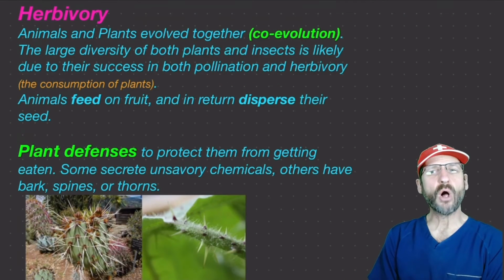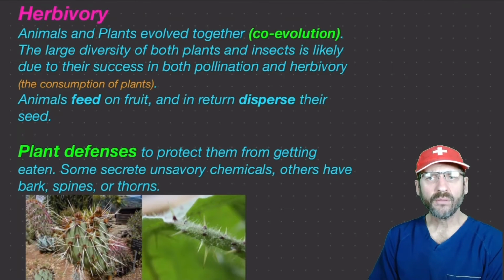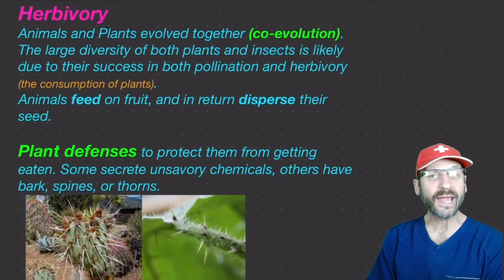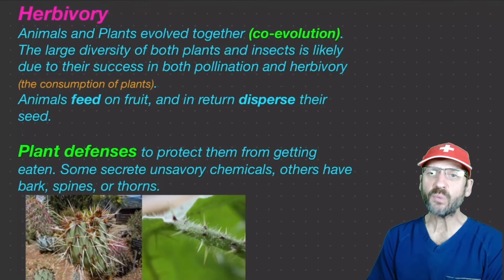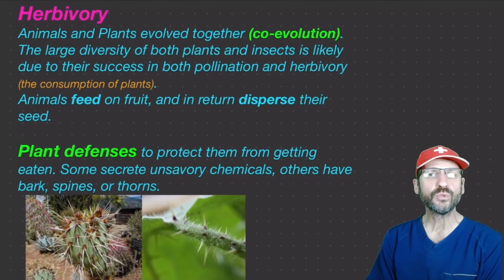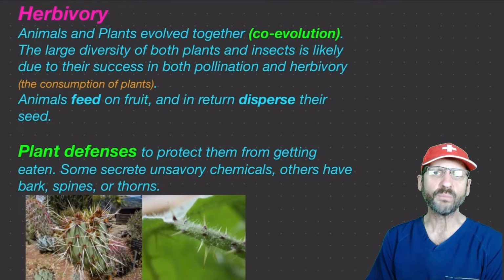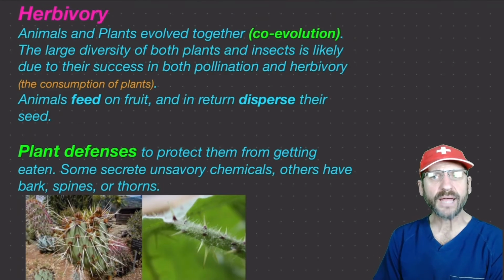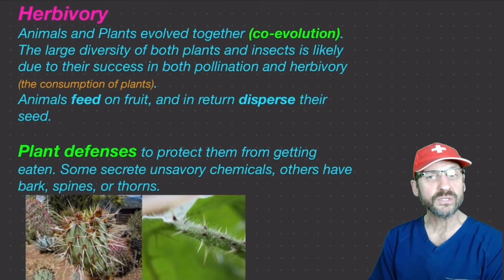Animals and plants evolved together. They both diversified during the Mesozoic era, when the reptiles roamed the earth, so they coevolved. The large diversity of both seed plants and insects is likely due to their success in both pollination and herbivory, which is the consumption of plants. The animals get to eat the delicious fruit and in return help the plant spread the seeds.